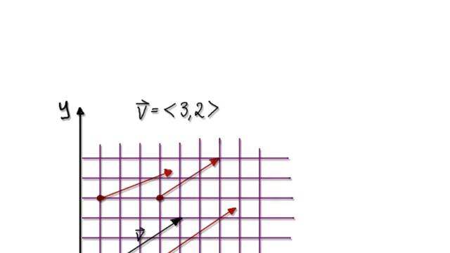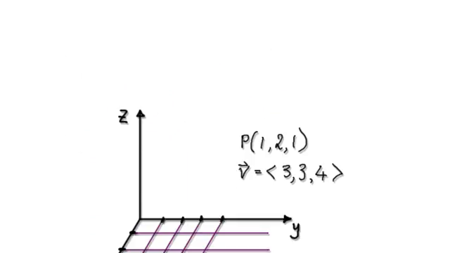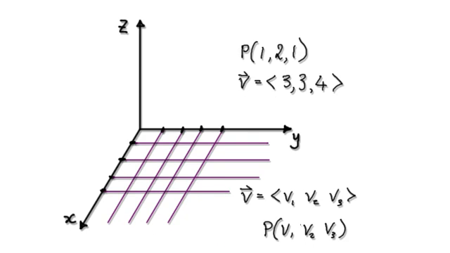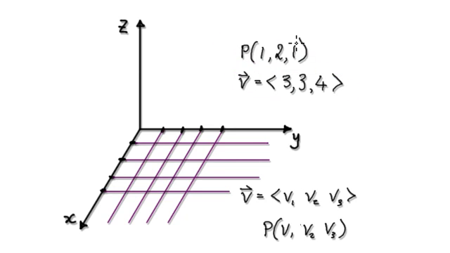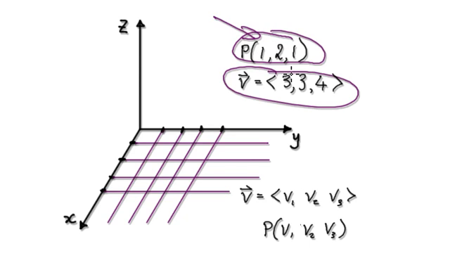Following on from the previous video, a position vector is when you start at the origin. So now we're going to work in 3D. Let's say you've got a vector here, and it's floating in the middle of nowhere. This would be your initial point, and this would be the actual vector itself.